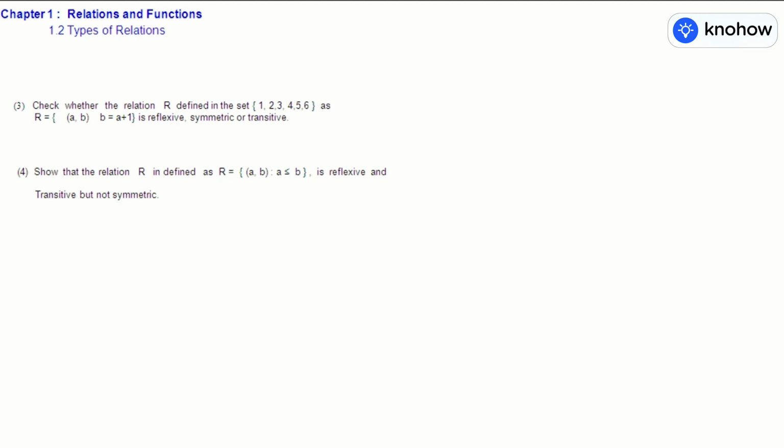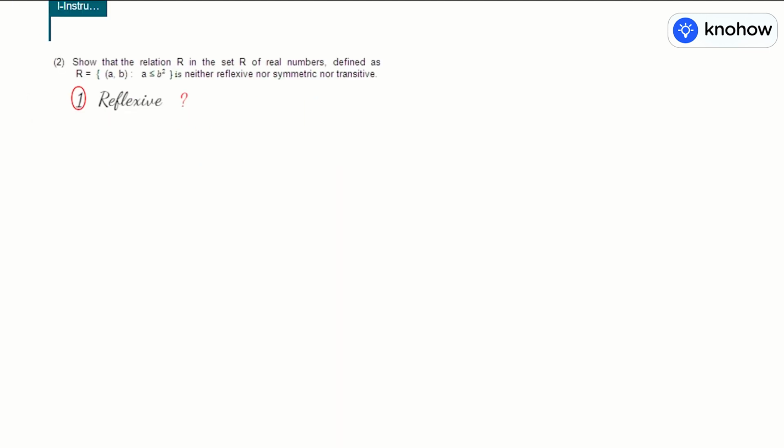The relation R in the set of real numbers is defined as R = {(a, b) : a ≤ b²}. It is neither reflexive, nor symmetric, nor transitive. Let us check one by one. First, to check reflexive, I say that the given relation is not reflexive.